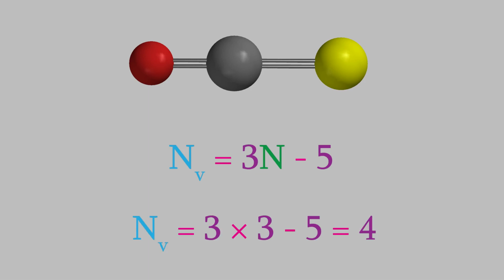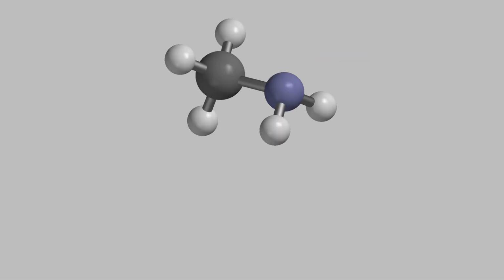On the other hand, the molecule methylamine is a nonlinear molecule made of 7 atoms. Since it's nonlinear, it can undergo 3n minus 6 vibrations, for a total of 15.